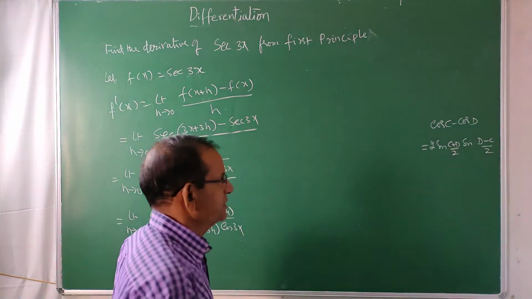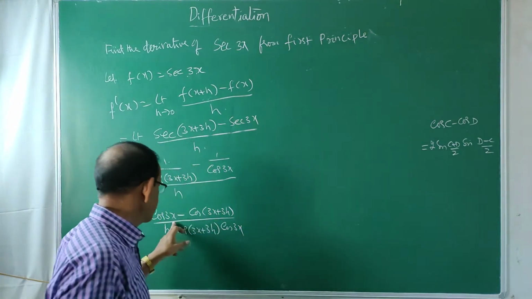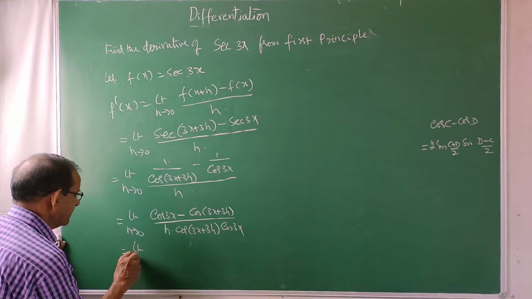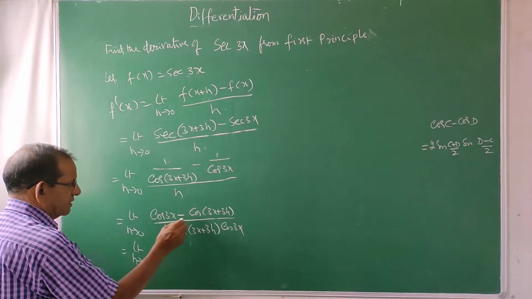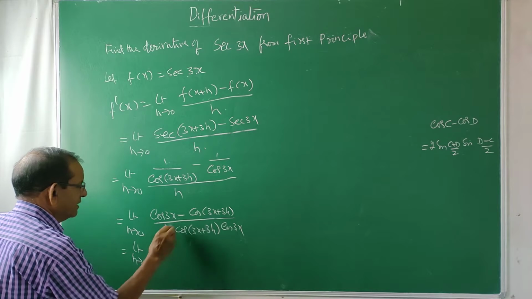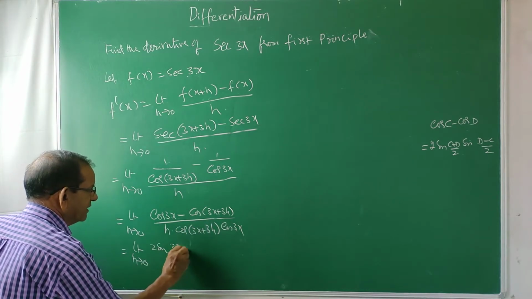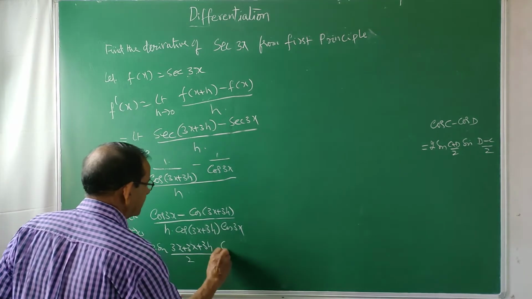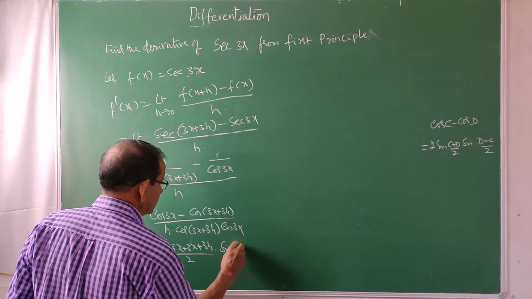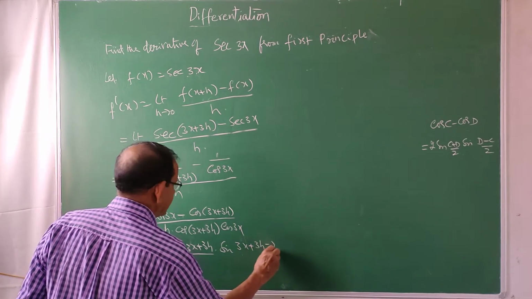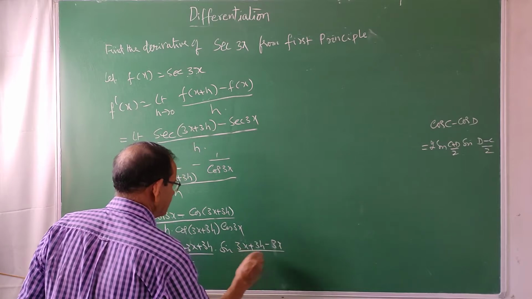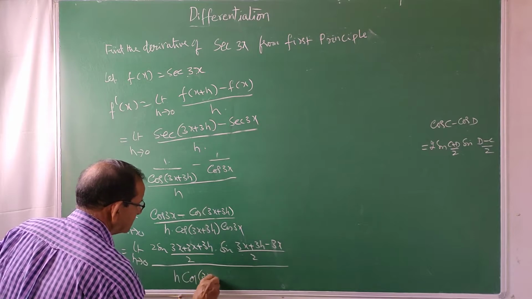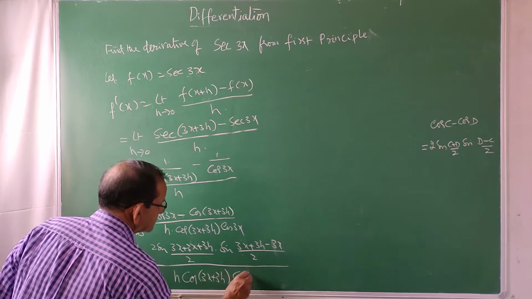Here generally we use that formula when d is more than c. Here d is more than c. Let us write this formula. So this is limit h tends to 0 of cos c minus cos d, that is 2 sin of (c plus d) by 2, (3x plus 3x plus 3h) by 2, into sin of (c minus d) by 2, (3x plus 3h minus 3x) by 2, whole by h into cos(3x plus 3h) into cos 3x.